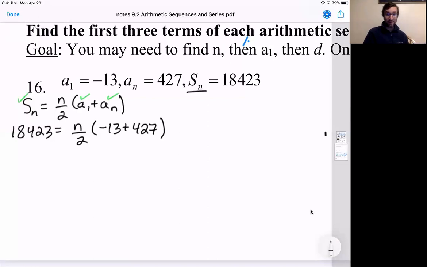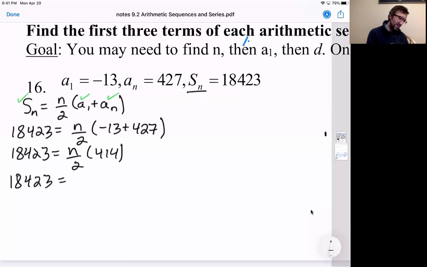I'll just use my calculator here if you don't mind. Negative 13 plus 427 is 414. 18,423 equals n over 2, 414. Divide 414 by 2, so we get 18,423 equals n times 207, and then divide both sides by 207. So then we get the number of terms. 18,423 divided by 207 is 89. There are 89 terms.